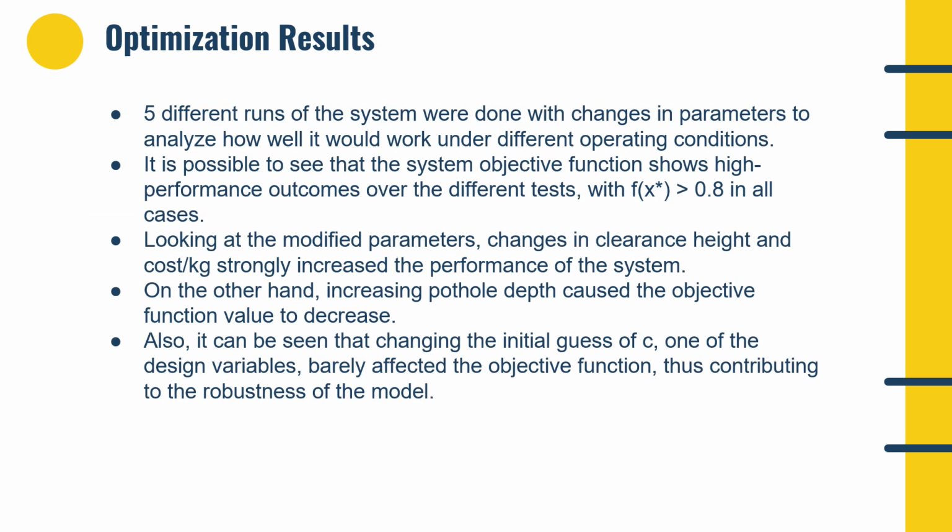In the runs, we observed that changing clearance height and cost per kg gave the best improvement in objective function. Increasing pothole depth had a negative effect, as expected. We also found that changing the initial gas for damping had little impact, which supports the robustness of the model.